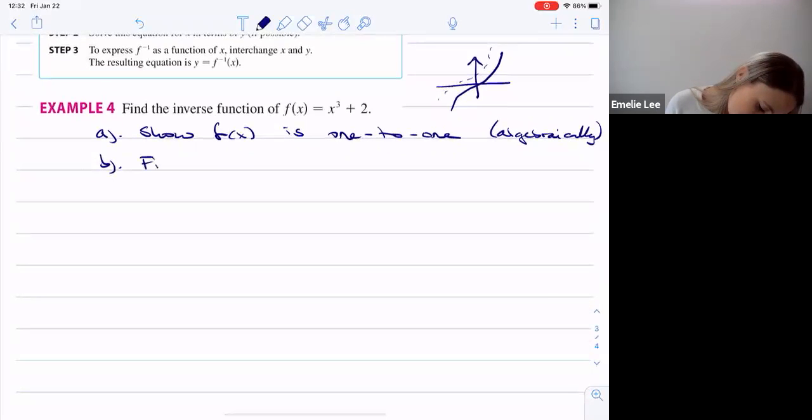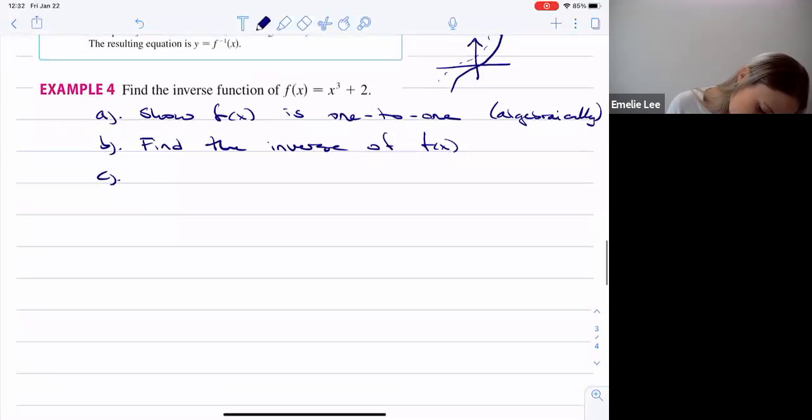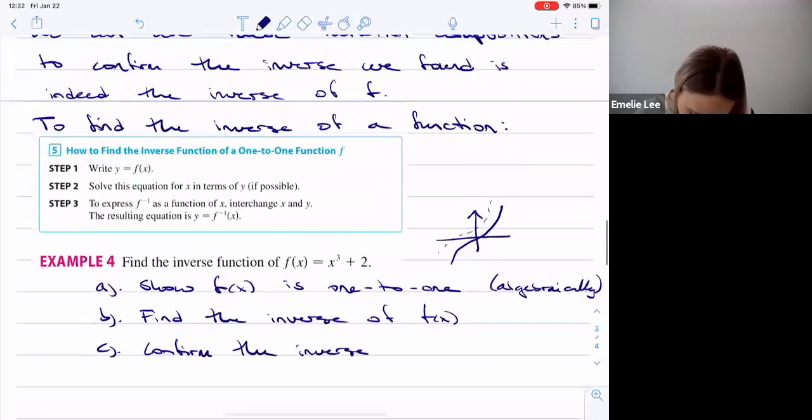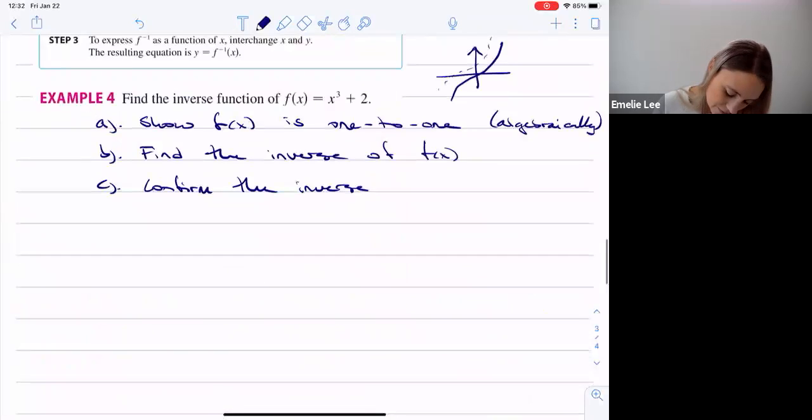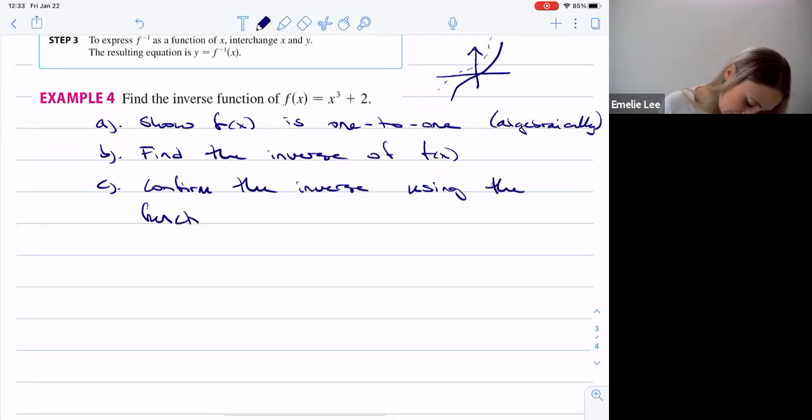Then find the inverse of f of x. Then show, maybe I should say confirm the inverse. I can't remember, does it call them the cancellation properties? No, they don't. Confirm the inverse using the function compositions.